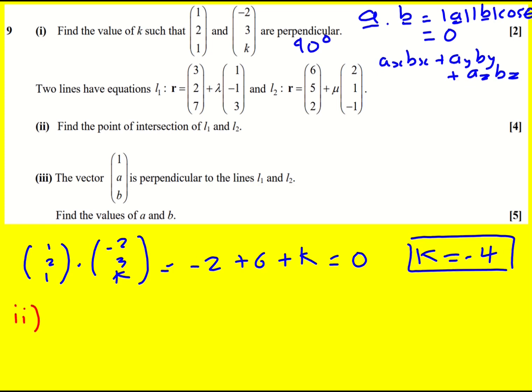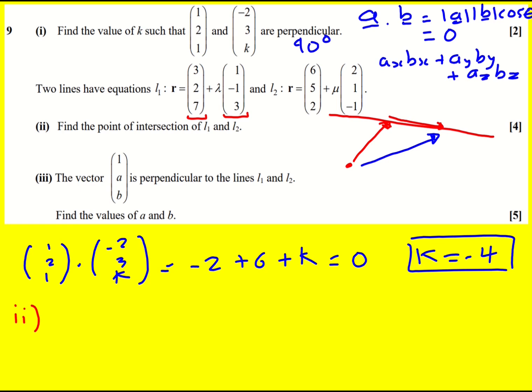Next up, we've got two lines with equations written in vector form, and we're asked to find the point of intersection. Now, just a reminder, we start at the origin, and this vector gets us onto the line. So it's our position vector to get onto the line. And then the other vector is the direction vector. It tells you the direction you're going to go, and then lambda tells us what multiple we're going, and that will give you a vector that leads you to a point on the line.